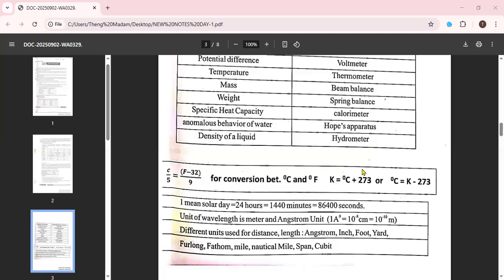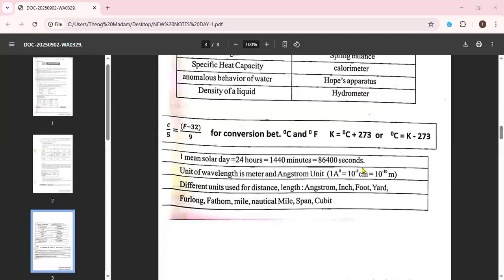Then one mean solar day is equal to 24 hours, is equal to 1440 minutes, is equal to 86,400 seconds.